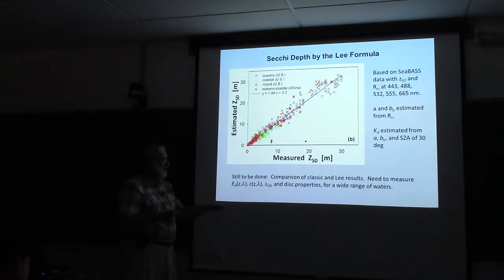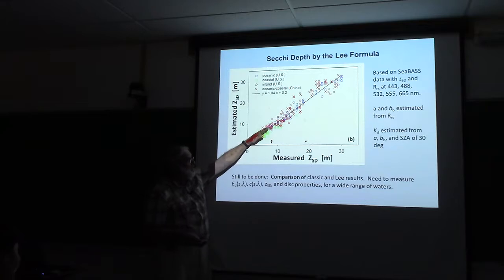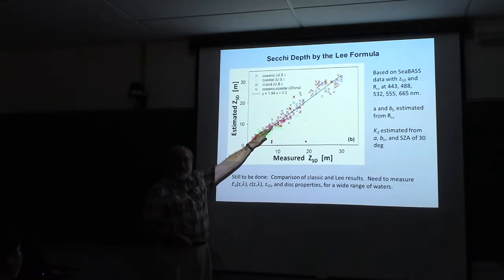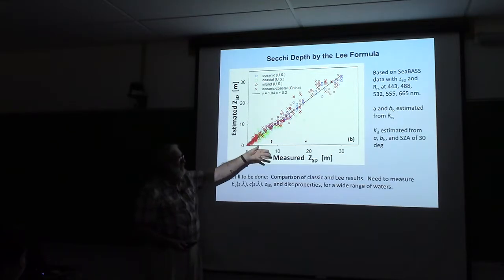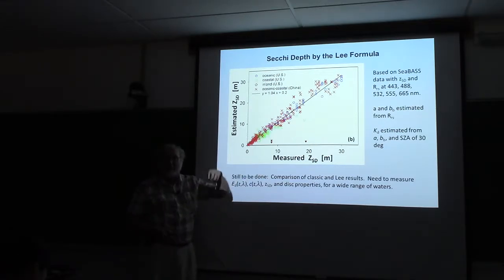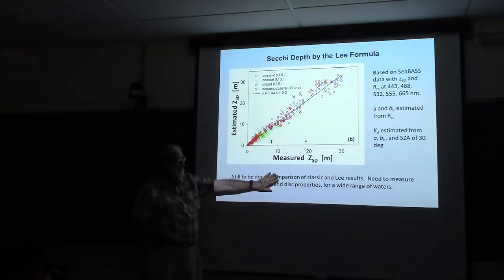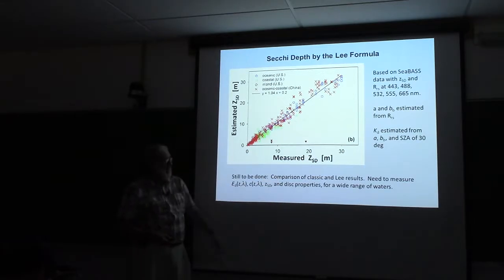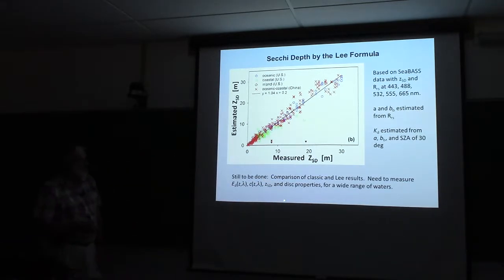Now, what he didn't do was compare whether his values are better or worse than the Preisendorfer values. Well, the reason he couldn't do that is he didn't have the in-water beam Cs and in-water irradiances and stuff that you would need to compute the photopic quantities to evaluate Preisendorfer's equation. So anyway, there's still work to be done there, but I think he's doing some good work there.